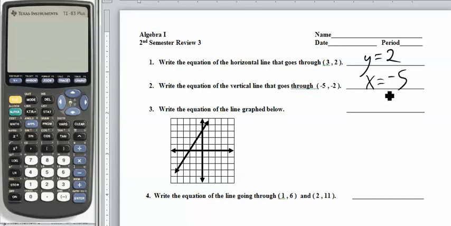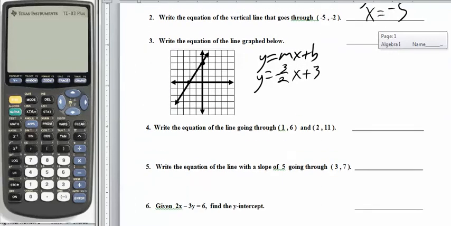To write the equation of the line graphed below, y equals mx plus b. B is the y-intercept, so that's 1, 2, 3. And m is the slope. So we have to find two good points that we can see. We can see this one and this one. So it goes up 1, 2, 3, and over 1, 2. So that's up 3 over 2. And with a graph, that's nice and easy.